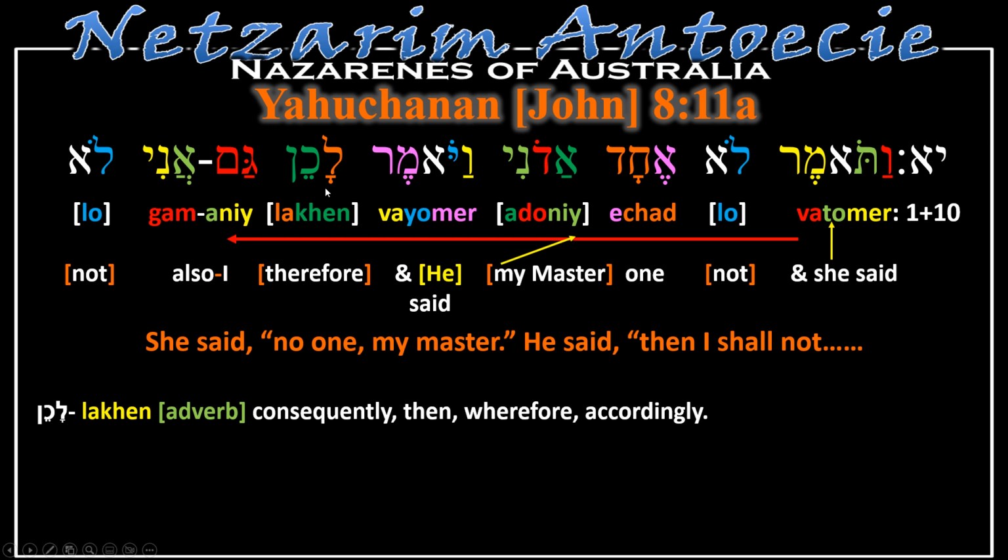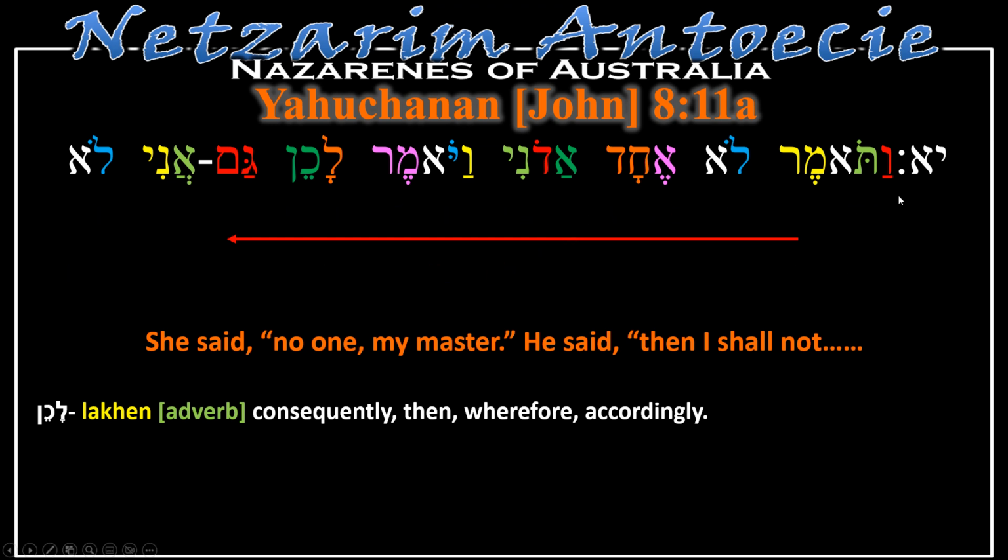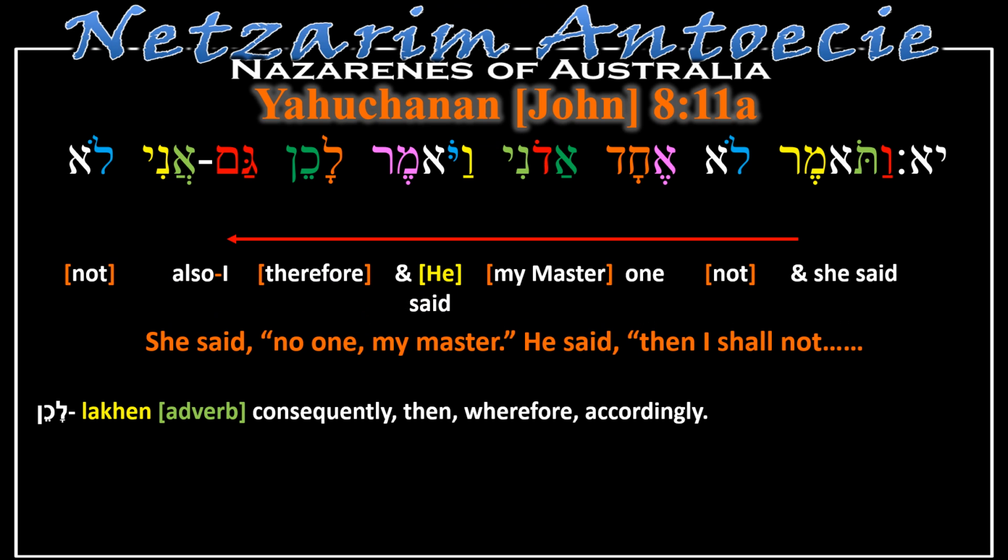Vayomer, and he said, la ken, therefore. And we got it down here, la ken, it's an adverb. It means consequently, then, wherefore, accordingly, or therefore. Gam also, ani, which means I, lo, not. So she said, no, my master. He said, then I shall not. So let us read that now. Vatomer, lo echad, Adoni, vayomer, la ken, gam, ani, lo. And she said, not one, my master. And he said, therefore, also I not.